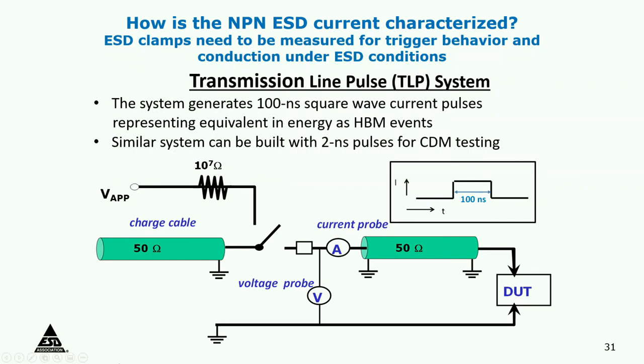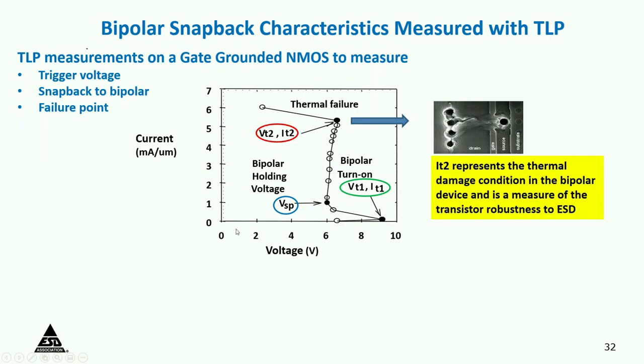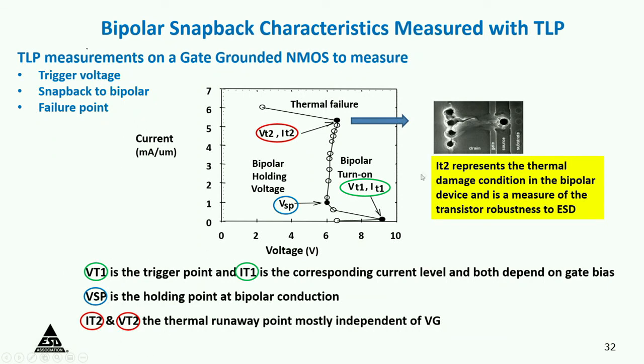And this is simply done with a matching 50 ohm cable: you charge the cable and discharge it, and you generate a waveform like this, and you can use that to study the transistors. Notice these circles represent the data points. So you can actually see the snapback occur, the bipolar conduction turn on, and eventually the device fails. At this point, I know this is how much current I can handle. This is how it's measured. Then you know the trigger point. This kind of equipment is called transmission line pulse, or TLP.